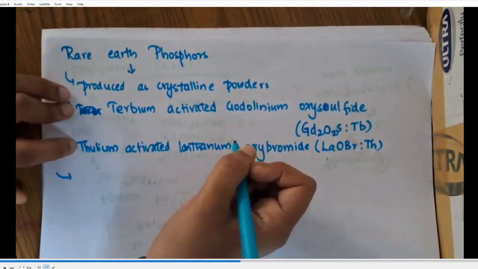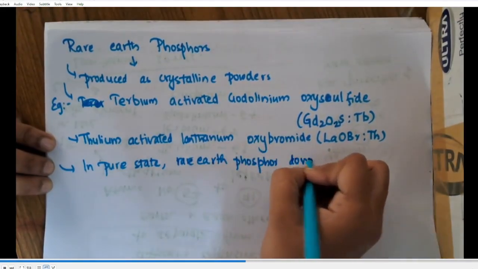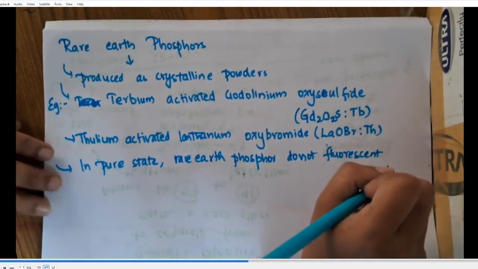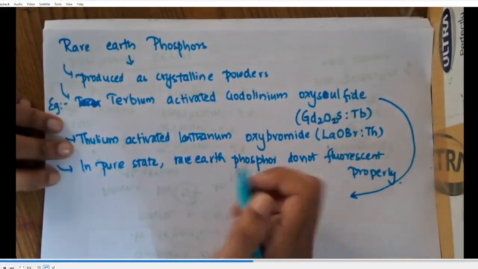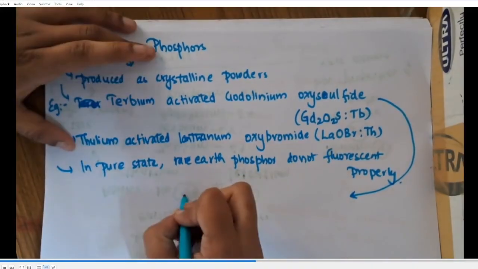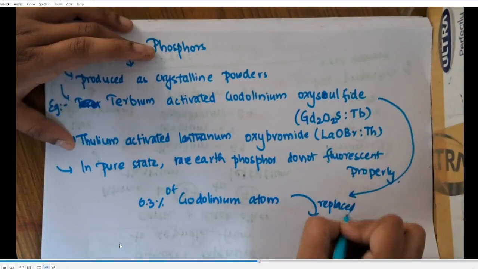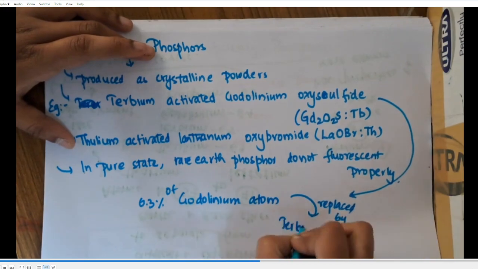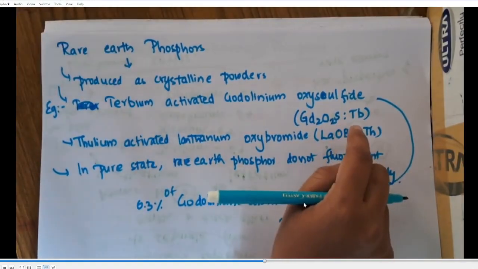So unlike calcium tungstate, the rare earth phosphors do not fluoresce properly in a pure state. For example, the maximum fluorescence of terbium activated gadolinium oxysulfide occurs when 0.3% of gadolinium atoms are replaced by terbium. So this impurity is responsible for the fluorescence of the rare earth phosphors.